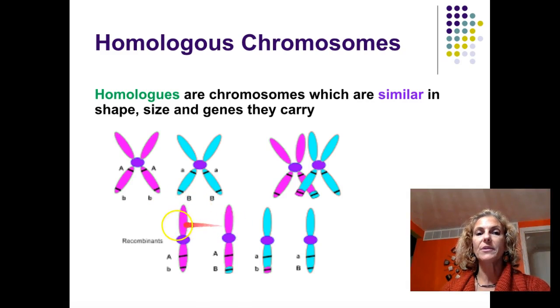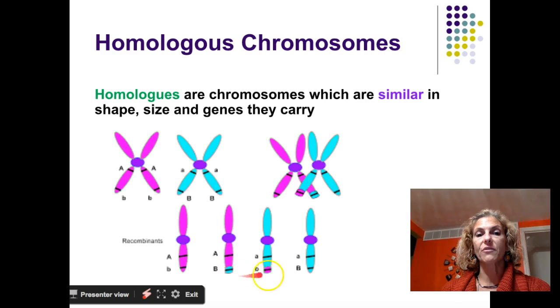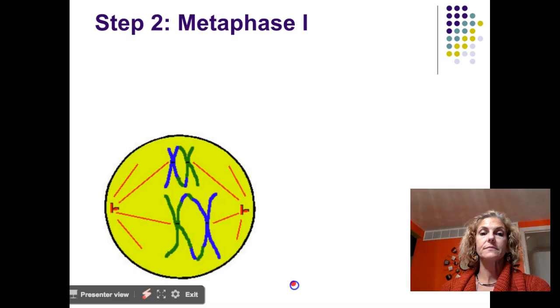So the two purples are sisters. The purple to the blue is a homolog. And this is showing crossover where the B's got switched. So now it's no longer little a, big B, it's little a, little b. So that makes a new genetic code.